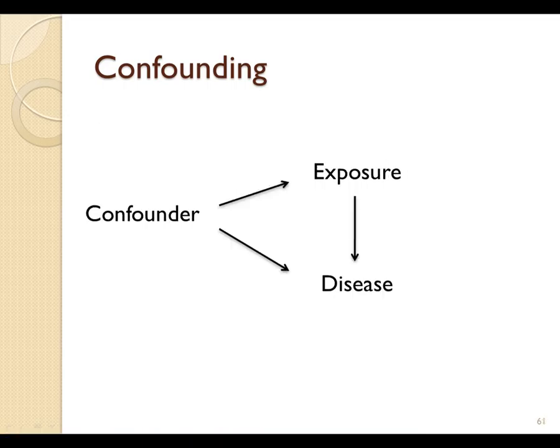To truly be a confounder, the variable must meet certain criteria. First, the confounder must be associated with the exposure, and it must be an independent risk factor for the disease. So if a characteristic is associated with disease, then the risk of disease is different among people with the characteristic compared to those without. If the characteristic is associated with the exposure, then the distribution of the characteristic is different among people with the exposure compared to people without the exposure.